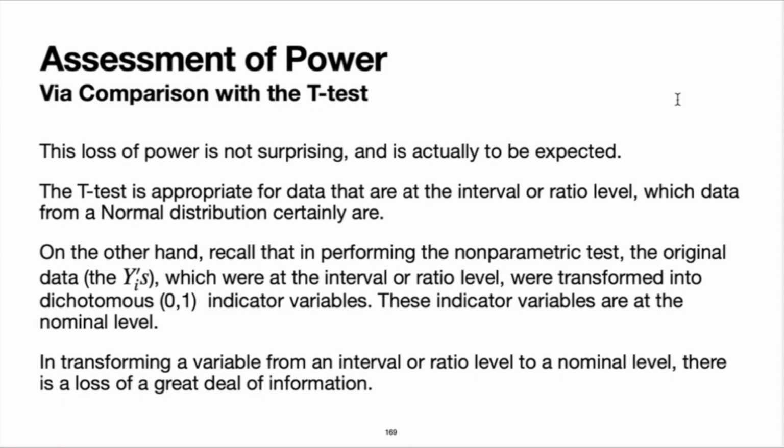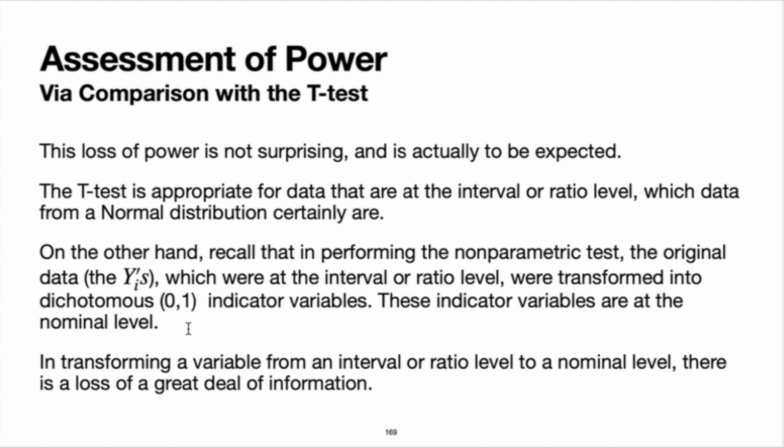All right, so we started off with our y variables coming from a continuous distribution, and the data are at the interval or ratio level. But then we transformed those response variables or random variables into 0, 1 indicator variables. We dichotomized them based on whether a given y value was greater than the hypothesized value of the population median. So we transform those interval or ratio level data values into indicator variables that are at the nominal level.